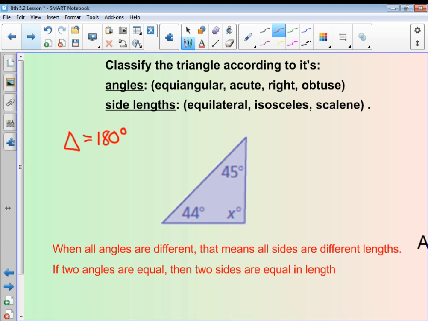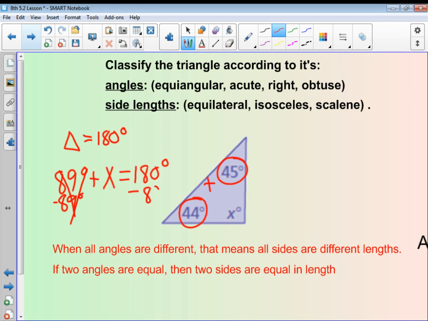order to do that, we have to go ahead and find out what x is. So there's two ways that you can do this. First of all, you could add together your knowns. So when we add those together, we get 89. We know that 89 plus something, x, equals 180 degrees. We can then subtract our 89, minus 89 to get it by itself. When we subtract this out, and you can use your calculator for this, you end up with 91 degrees. So we just found out that x equals 91 degrees.